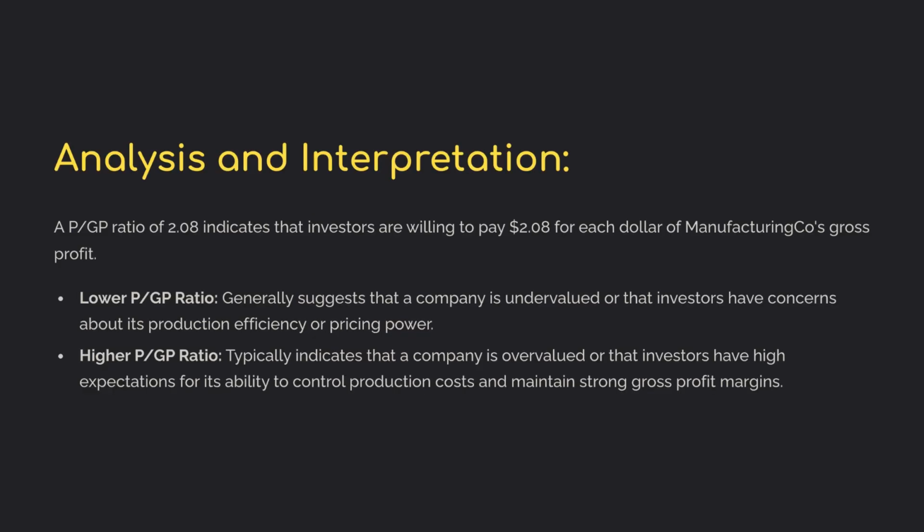Analysis and interpretation: a PGP ratio of 2.08 indicates that investors are willing to pay $2.08 for each dollar of the manufacturing company's gross profit. A lower PGP ratio generally suggests that a company is undervalued or that investors have concerns about its production efficiency or pricing power. A higher PGP ratio typically indicates that a company is overvalued or that investors have high expectations for its ability to control production costs and maintain strong gross profit margins.